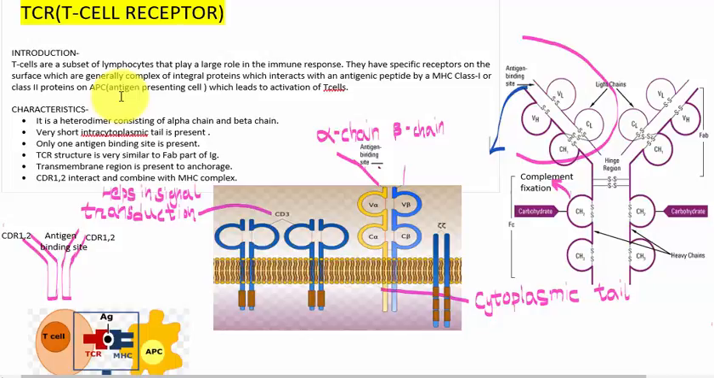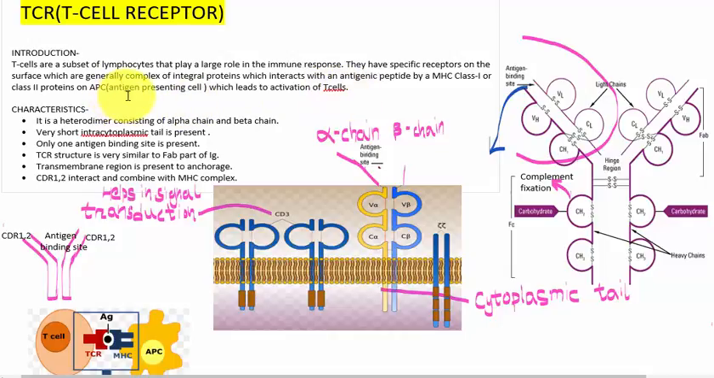So let's discuss the introduction. The T cells are a subset of lymphocytes that play a large role in the immune response. They have specific receptors on the surface, which are generally complexes of integral proteins which interact with an antigenic peptide presented by MHC class 1 or class 2. If it is MHC class 1, then it is for cytotoxic T cell and the glycoprotein which is present is CD8. And if it is a class 2 protein, then it is for T helper cell and the glycoprotein present is CD4 on the antigen presenting cell, which leads to activation of the T cell.